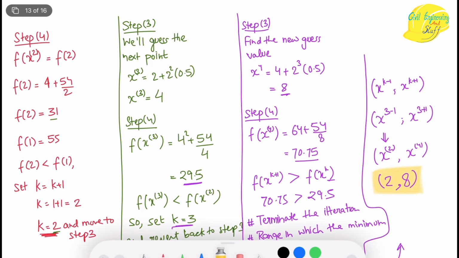So this is how the bounding phase method is done. Try and do the question again. If you have any doubt, you can ask in the comment section. Okay, thank you.